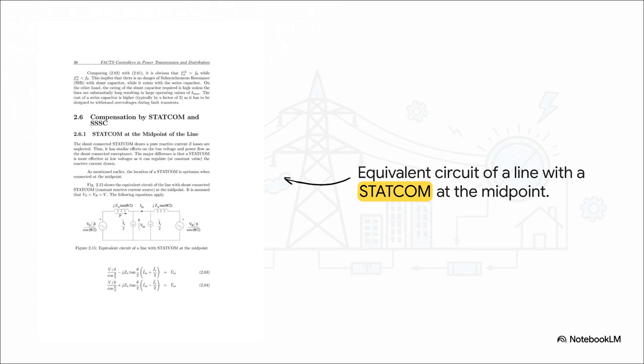It uses solid-state power electronics to actively monitor the line voltage, V sub M. If the voltage starts to dip, boom, it instantly injects capacitive reactive current. If it spikes, it absorbs inductive reactive current. It's this incredibly dynamic sub-cycle response that keeps the midpoint voltage totally rock solid.